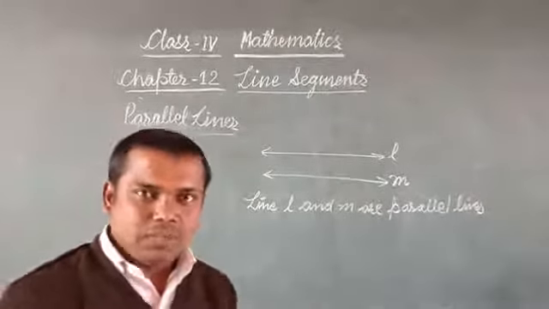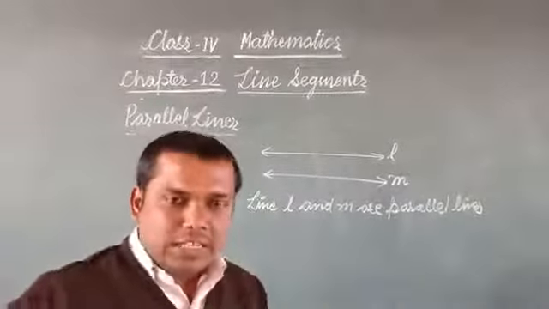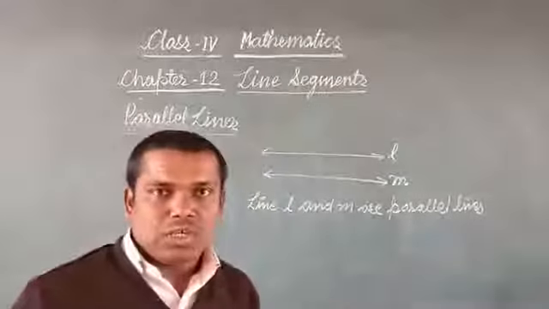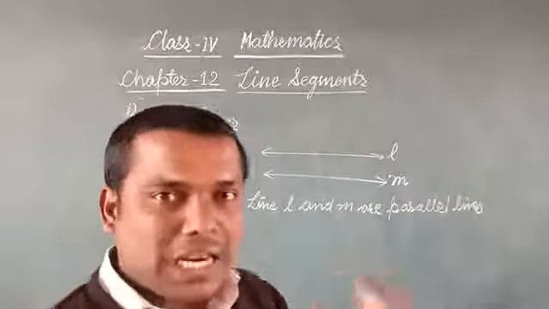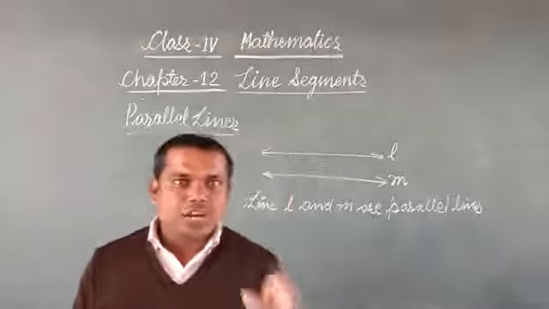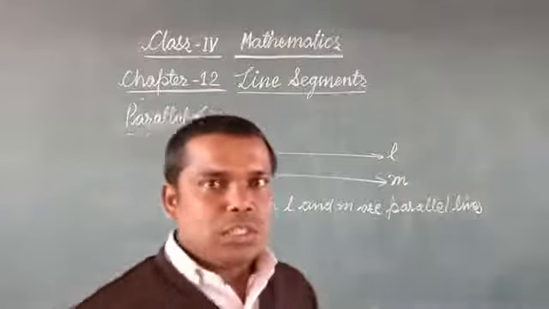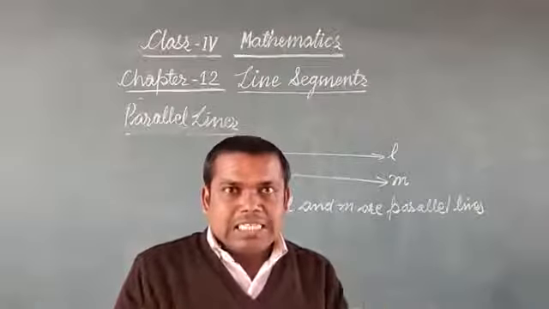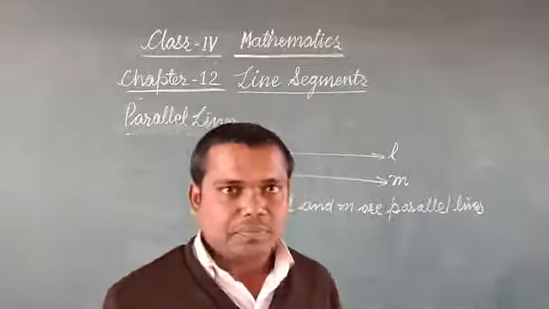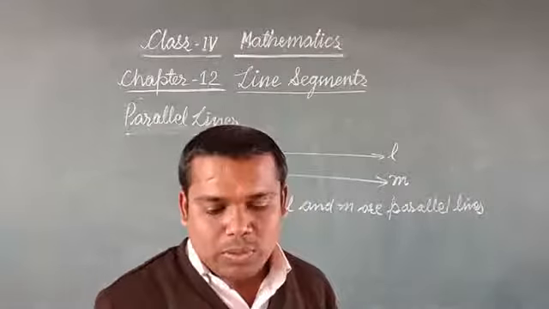Another example you can give: the edge of the book, the edge of the table, edge of this blackboard. These are the examples of the parallel lines. You have seen also the railway track. Railway track is one of the examples of parallel lines because both the tracks never meet each other. I hope you understood about it.